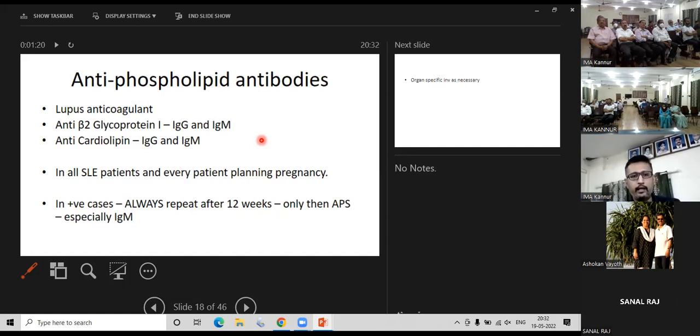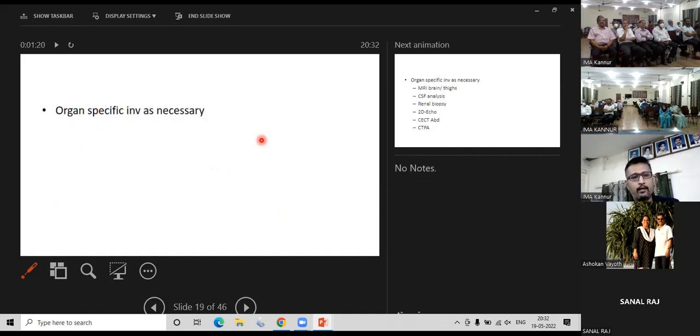It should be done ideally in all SLE patients and every patient with a connective tissue disease planning pregnancy. In positive cases, it is always important that we repeat it after 12 weeks, minimum after 12 weeks. Only then can APS be considered as a diagnosis, and IgM antibodies tend to become negative with time. So repeating after 12 weeks is very important. Then further organ-specific investigations as necessary.